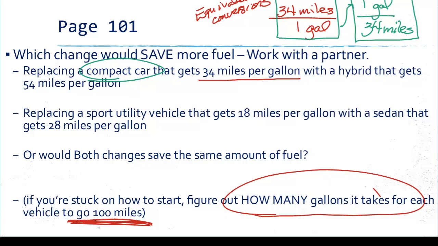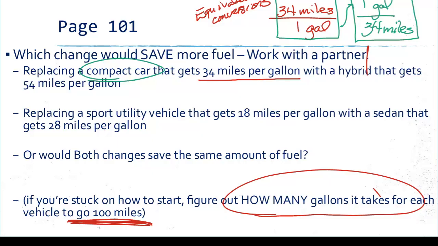Sedan, compact car, hybrid, and so forth, and the SUV. It should be right there in your book. So, is one going to be better than the other? Should I replace the compact car with the hybrid, or is it better to replace the SUV with the sedan? Or do they both save the same exact amount of fuel?